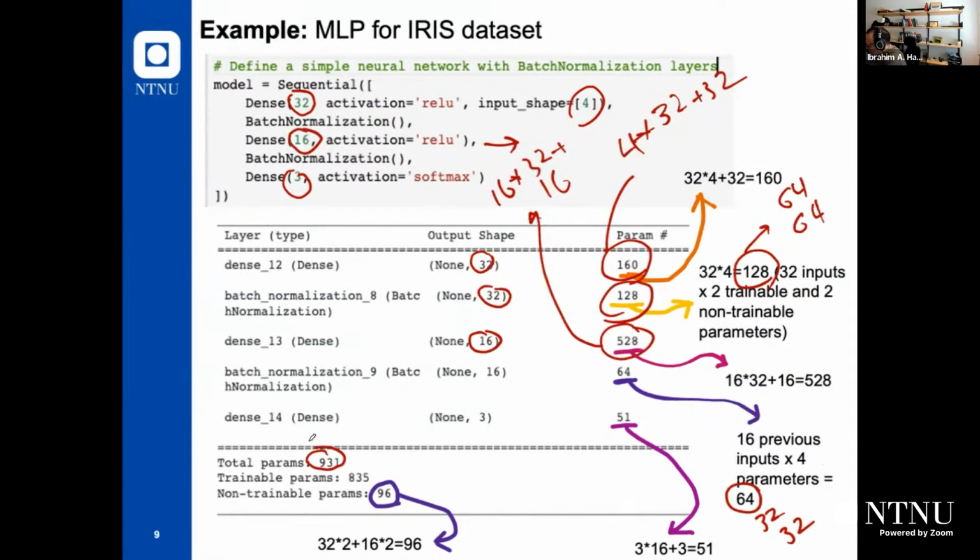But remember, because we have trainable and non-trainable parameters, from those 931 we will have 835 trainable and 96 non-trainable. Those 96 are 64 and 32, right? Just summing those two together, it will be 96 non-trainable. It's just to understand the meaning of those numbers. If you got those numbers, it should be easy for us to understand them.